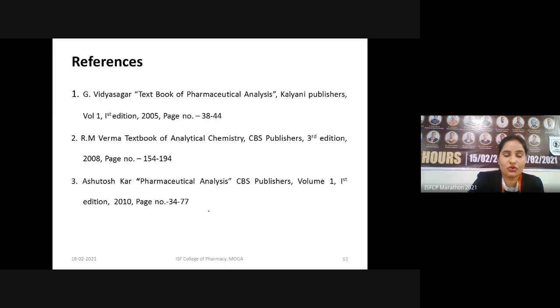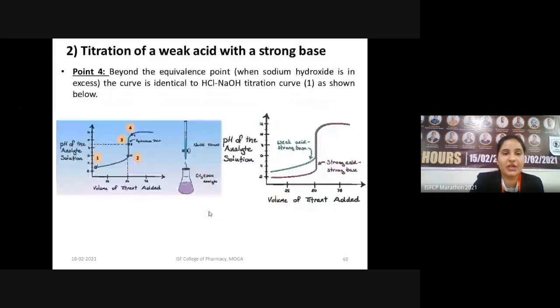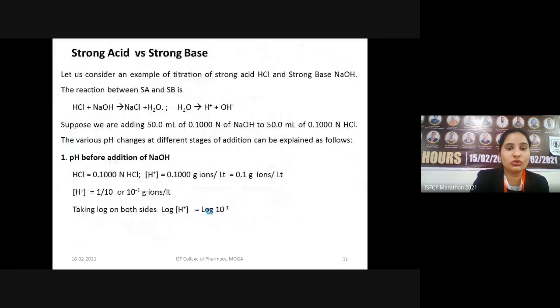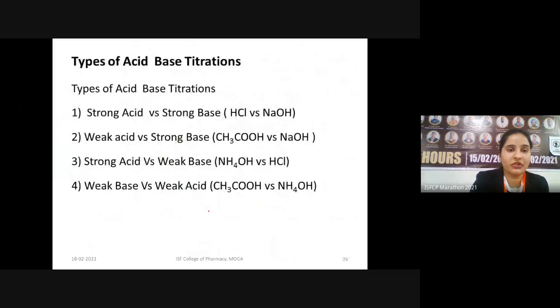So this was all about different types of titrations. We will go through the different types of titrations once again. There are four types of acid base titrations. Acid base titrations are also known as neutralization reactions. In acid base titrations, acid neutralizes base completely to form salt and water. The four types are strong acid versus strong base, weak acid versus strong base, strong acid versus weak base, and the last one, weak base versus weak acid.